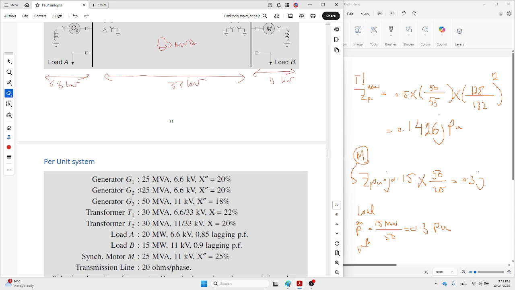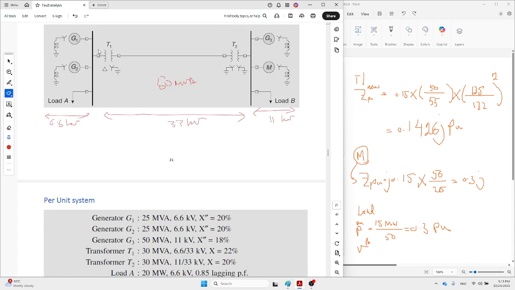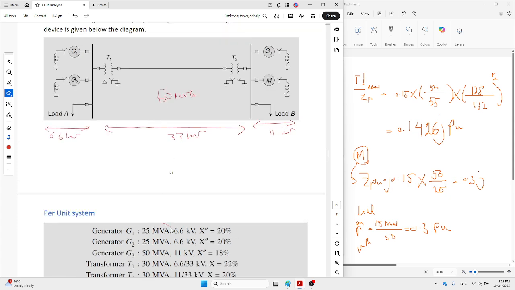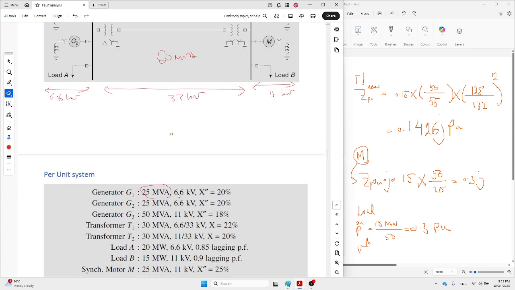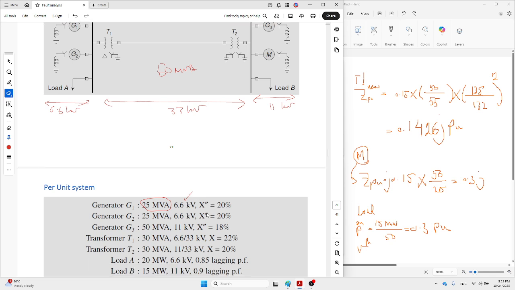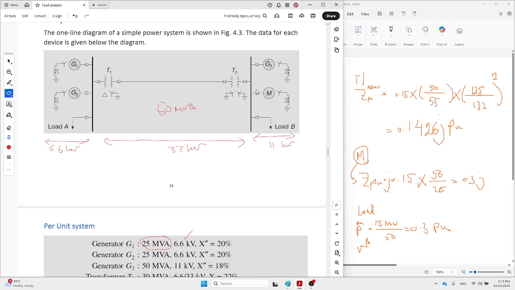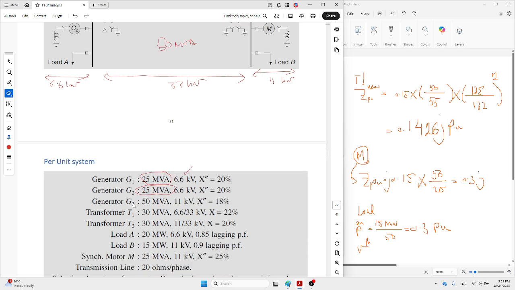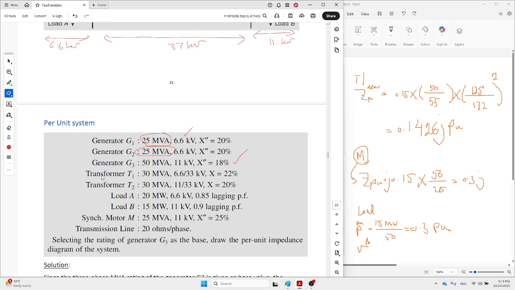Then check generator 1. Where is generator 1? It is in this area. The S base is 25, but it must be 50. So this is wrong and must be rectified. The voltage is 6.6, which is correct, so this one must be rectified only for S. Again, for generator number 2, which is here, the same thing happens. So this one again must be rectified. Generator 3 is selected as a base, so everything is correct, of course.